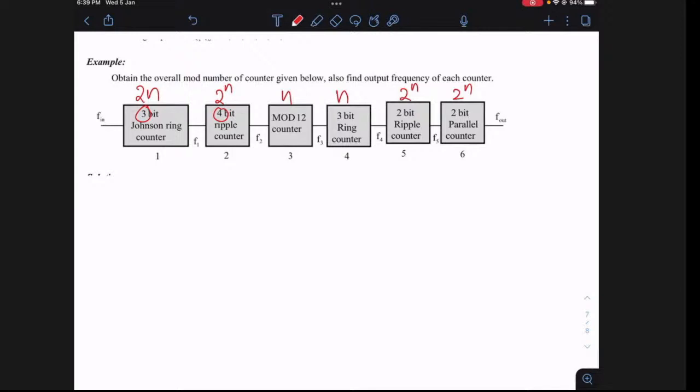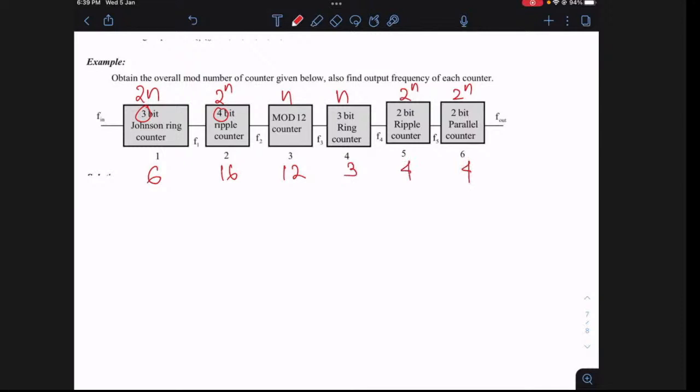So, an n-bit Johnson counter is a mod 2n counter. An n-bit ripple counter is mod 2 power n. An n-bit ring counter is mod n. An n-bit parallel counter is also mod 2 power n. So, for the 3-bit Johnson counter, its mod value is 3 into 2, which is 6. The 4-bit counter is 2 power 4, which is 16. Mod 12 is mod 12. The 3-bit ring counter is a mod 3 counter. The 2-bit ripple counter is 2 power 2, which is 4, and this one is also 2 power 2, which is 4.